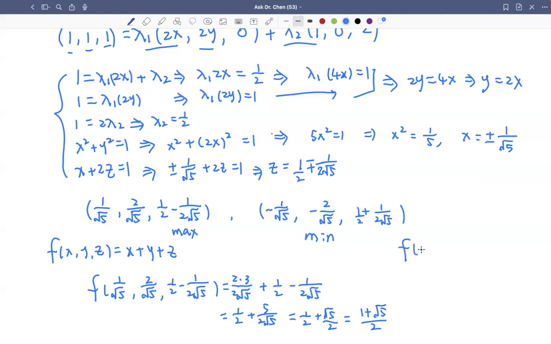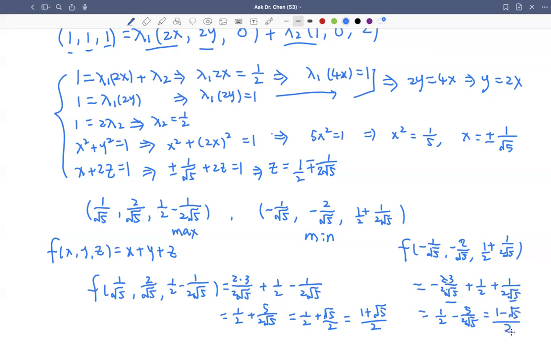Do the same thing for the other one. For this one, the first two will be negative, then one half plus 1 over 2 radical 5. We add the first two and get negative 3 over square root of 5, then plus half plus 1 over 2 radical 5. We multiply 2 over 2 here so we can combine those two terms with a common denominator, 2 times 3, 6, minus 1 gives minus 5. So this gets a half minus 5 over 2 radical 5, and we can simplify this to be 1 minus the square root of 5 over 2.